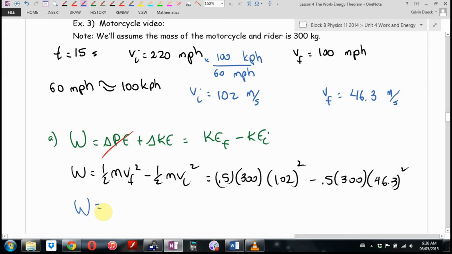Shouldn't 102 and 46.3 be switched? Absolutely. Carson, you are totally right. Candy for you, Carson. Now, thankfully, you'll get the same answer. It's just one's negative, one's positive. So sorry about that, folks. You're right, totally, because we're losing energy. We should get a negative answer. Let me get you your candy. Here you go.